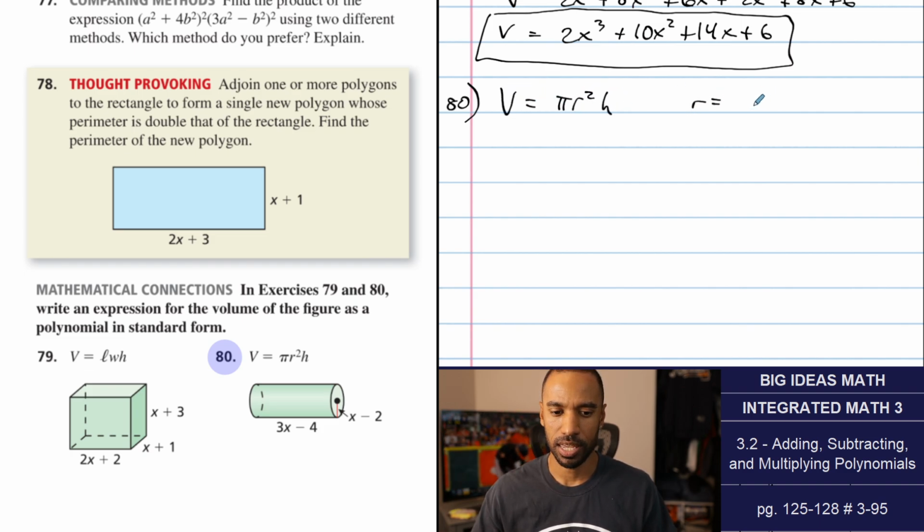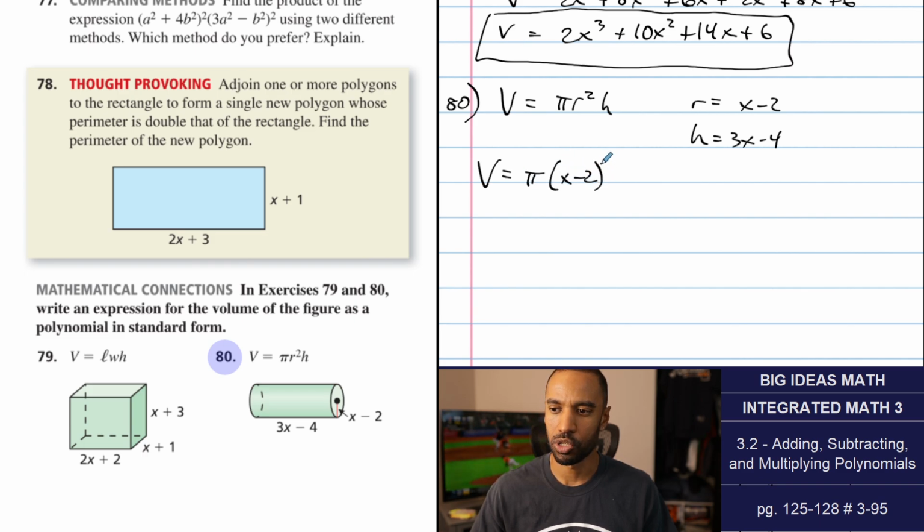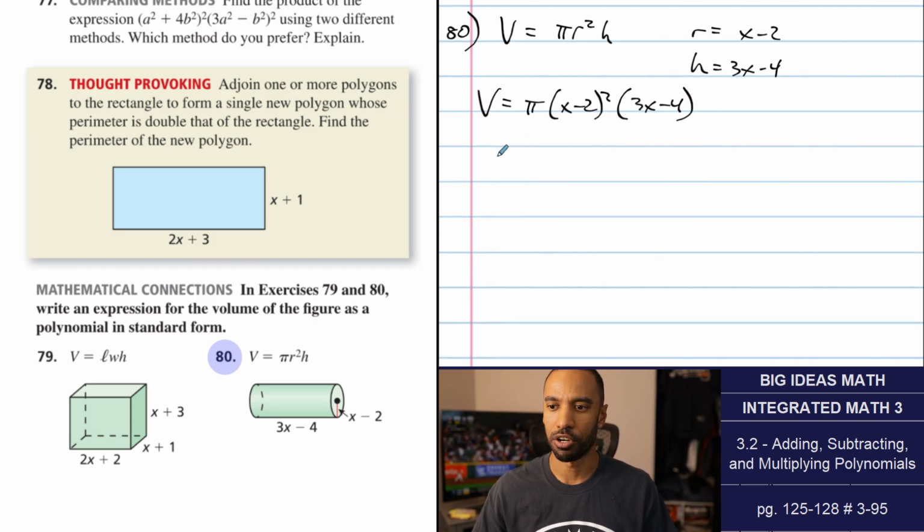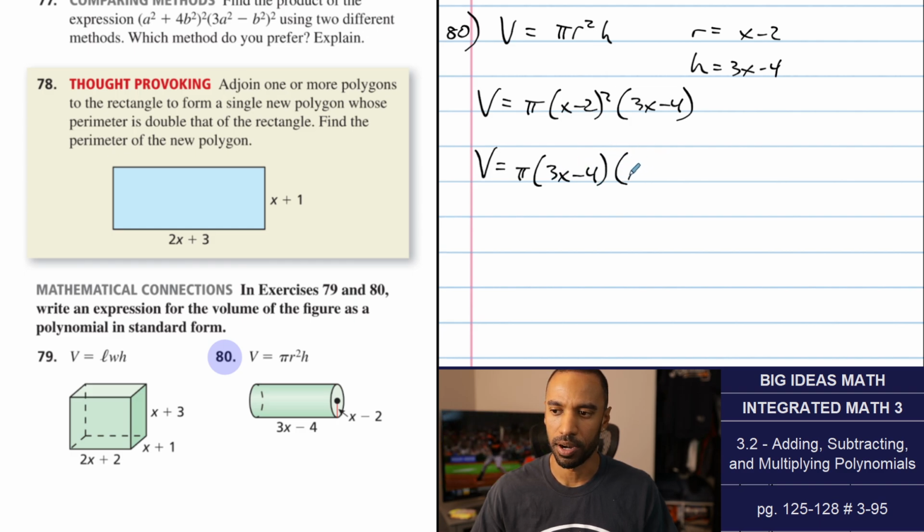Okay, your radius is x minus 2. Your height is 3x minus 4 of the cylinder. All right, volume is pi times x minus 2 squared times 3x minus 4. Now, it needs to be in standard form. That means pi is going to multiply by everything in the end. I'm going to write 3x minus 4 first because I'm going to do x minus 2 squared here.